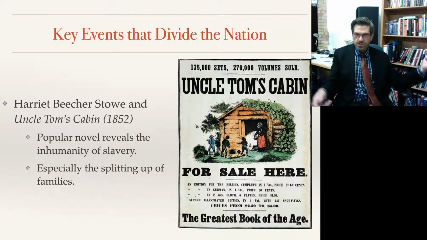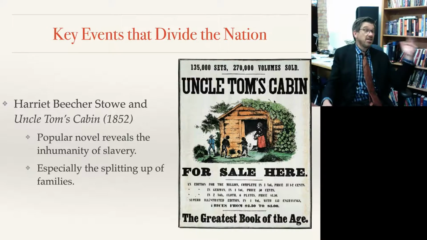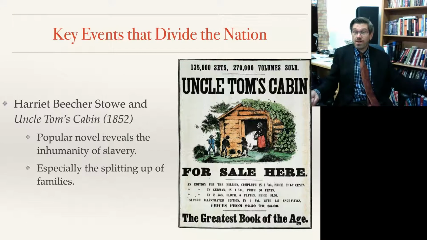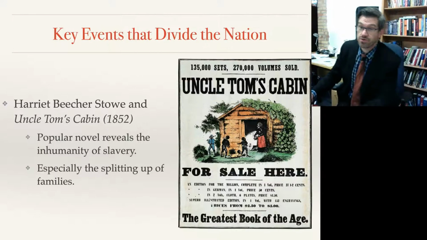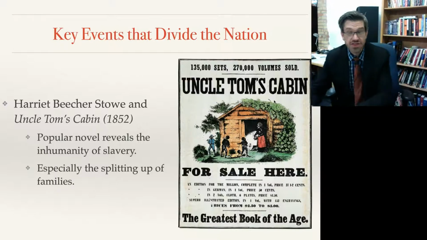And her book, as you can see here, sells a ton of copies. And that's going to be another big part of this. The book sells a lot of copies. People are talking about this. Today we would say it went viral, I suppose, like a best-selling book. And then think about, well, what is the South going to think of a book like this?